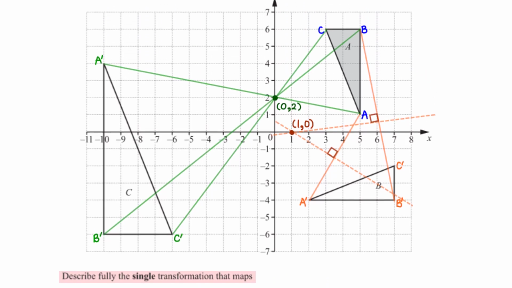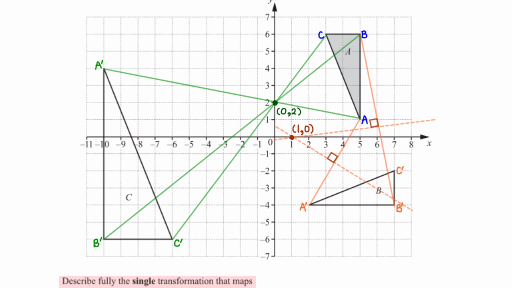Describe fully the single transformation that maps triangle A onto triangle C. When we look at triangles A and C, we can tell straight away that this is an enlargement by a scale factor of 2 because corresponding lengths of the triangles are in the same ratio, which is 2. This is a negative scale factor because triangle C is not in the same orientation as triangle A. It has been flipped.